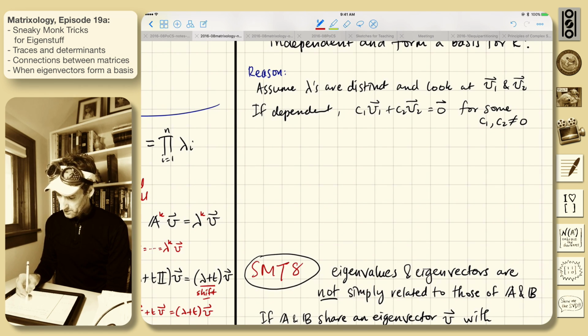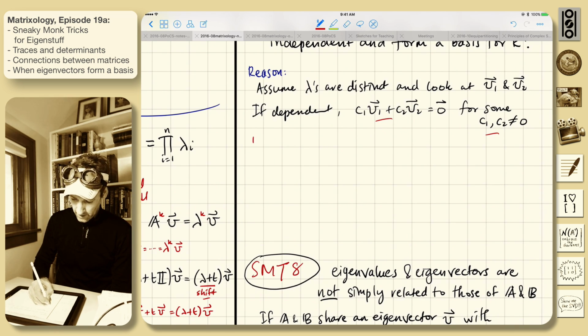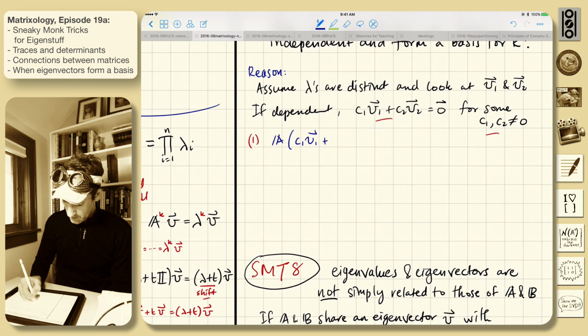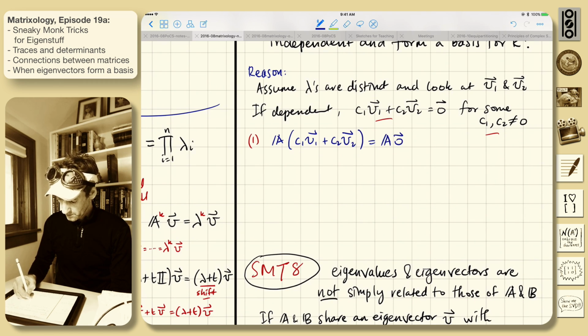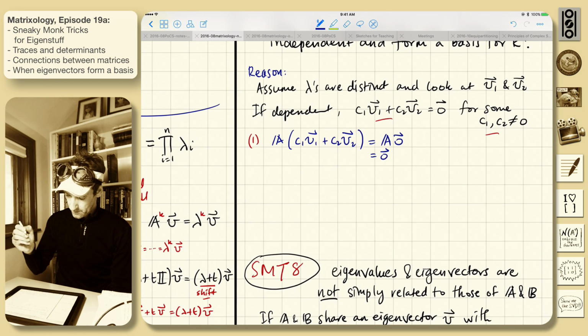So this has to be true. If they're dependent, this has to be true for some C1, C2 not equal to 0. It's our null space equation. So we can play with this a little bit. Let's multiply both sides by A, pre-multiply, and that equals A times 0, which is equal to 0, of course.